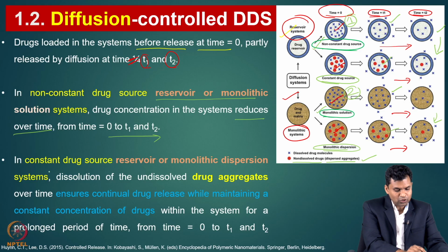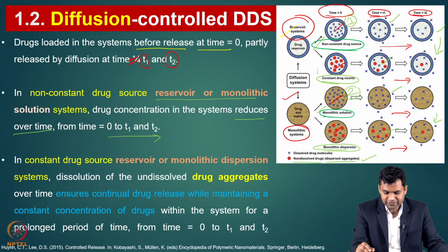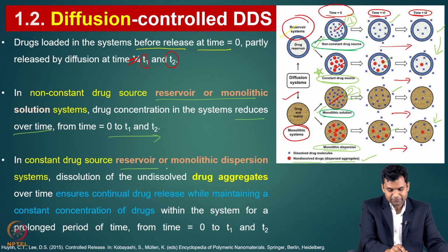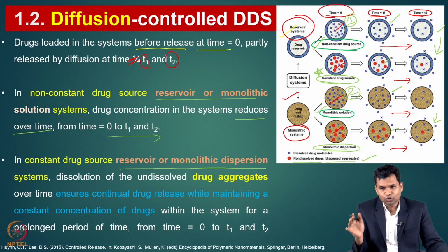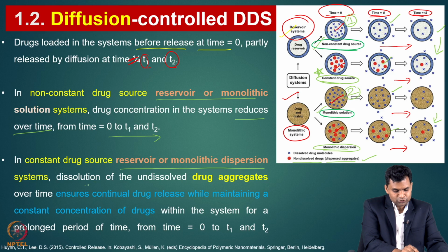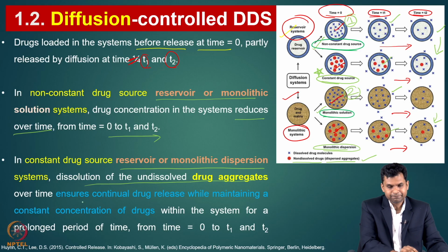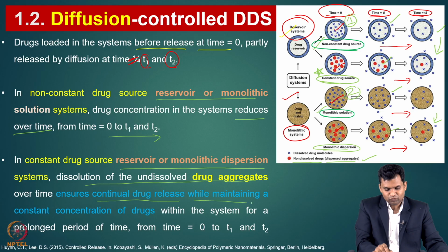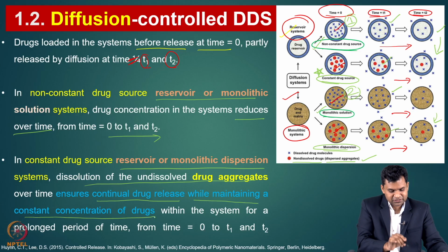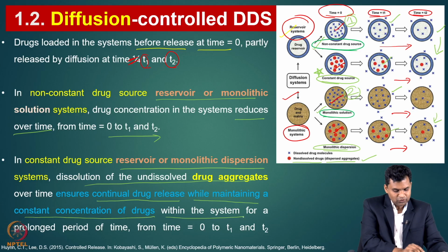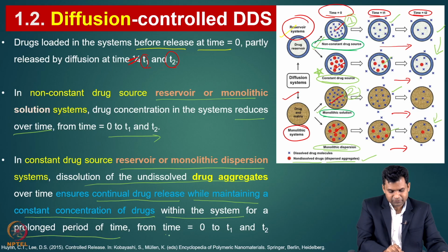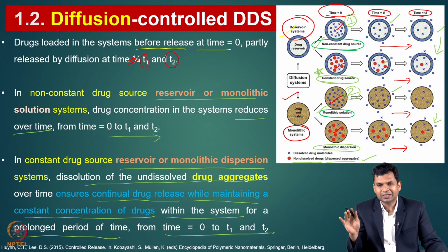Whereas in constant drug source, as you can see from the name, what happens in the case of either reservoir or monolithic systems is that the dissolution of the undissolved drug aggregates, represented in red color, over time ensures the continual drug release while maintaining a constant concentration of the drug within the system for a prolonged period of time, from time 0 to time T1 and T2.